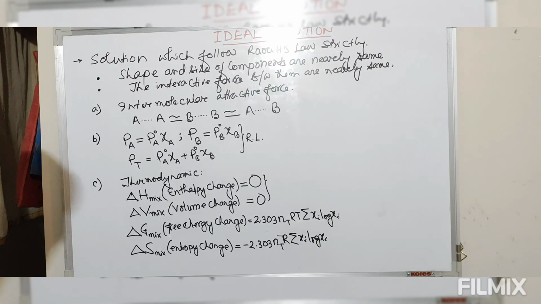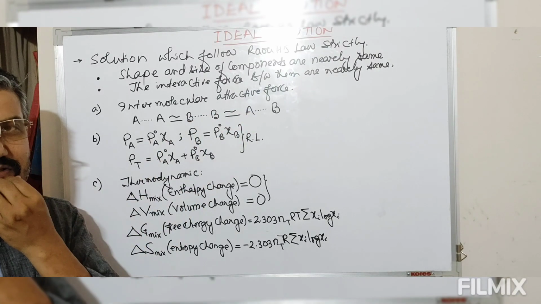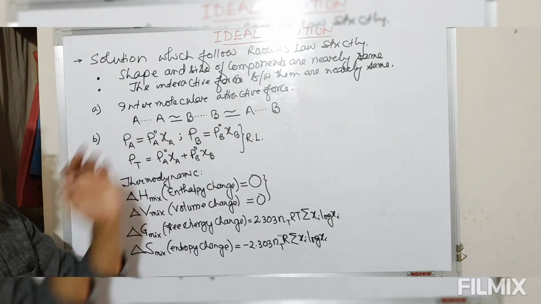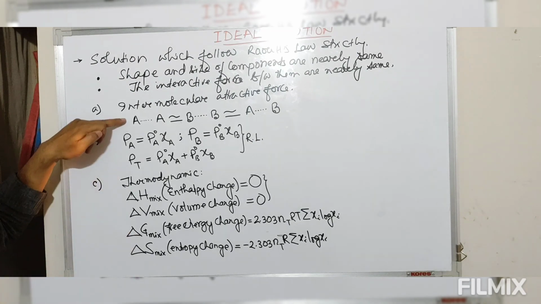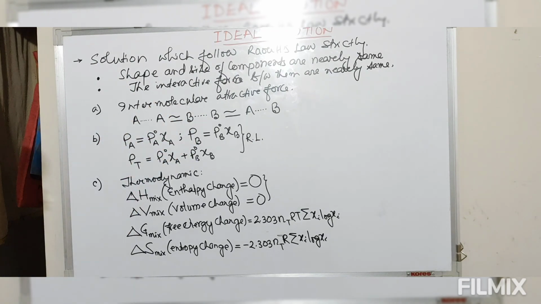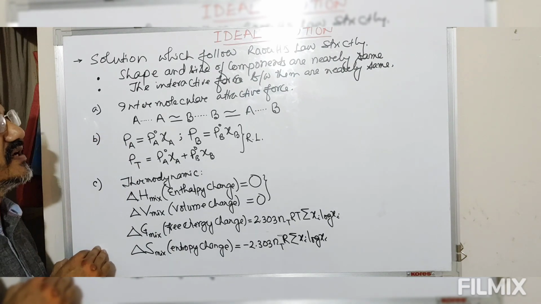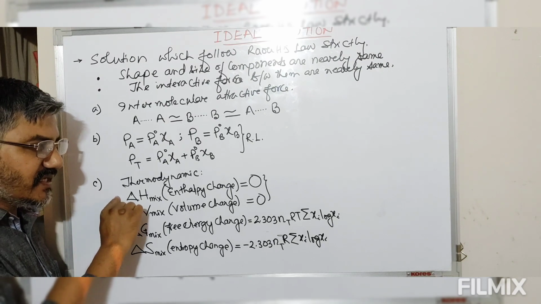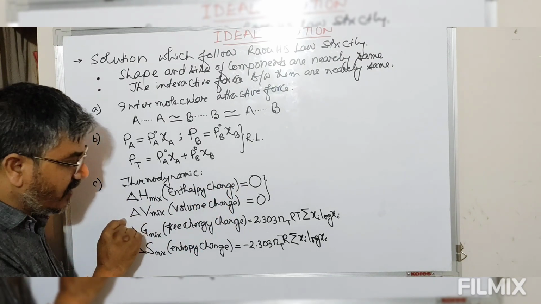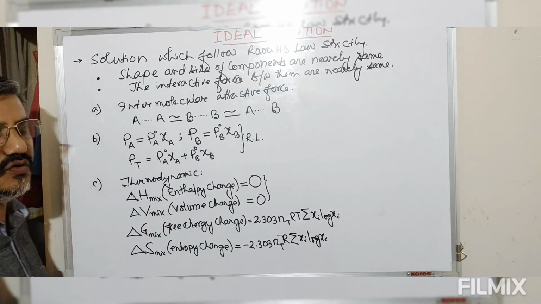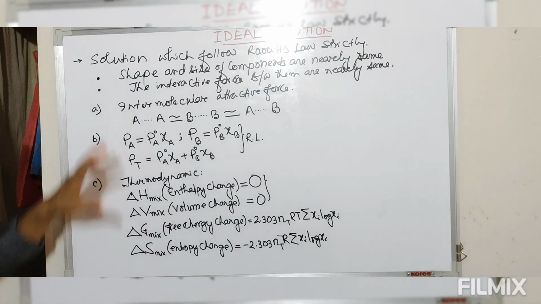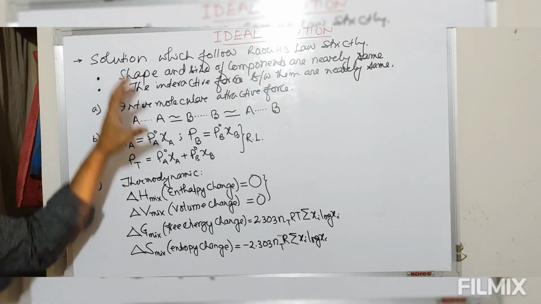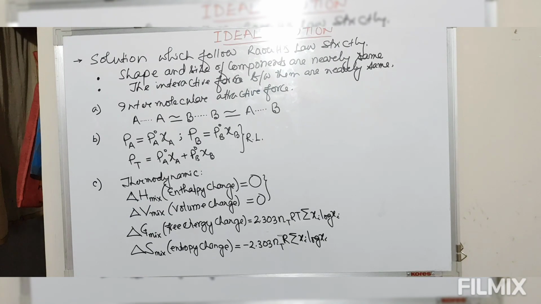Now since entropy means disorder, look at this, we have A and B mixing. So obviously the disorderness or randomness of the solution will always be greater than the disorderness of the solution present in A solution or B solution. So this is what we call the thermodynamic parameters for an ideal solution. The thing you have to keep in mind is delta H mixing is 0 for an ideal solution, and delta V mixing is always 0 for an ideal solution. If these conditions are satisfied, then we can say the solution is an ideal solution.